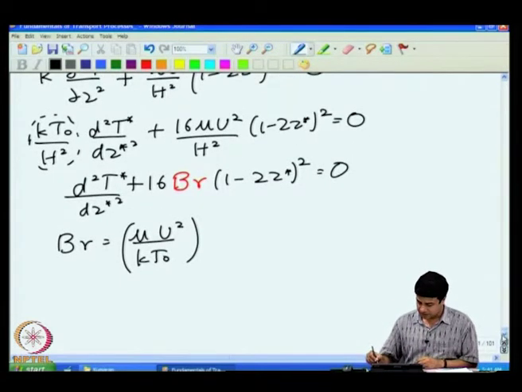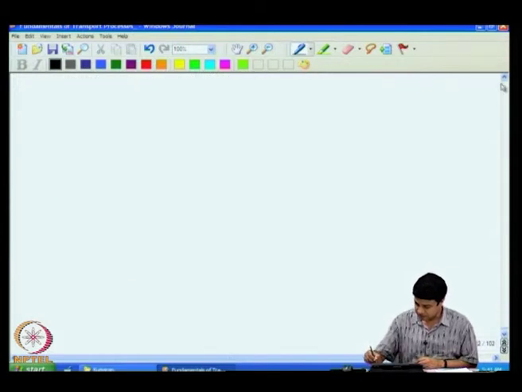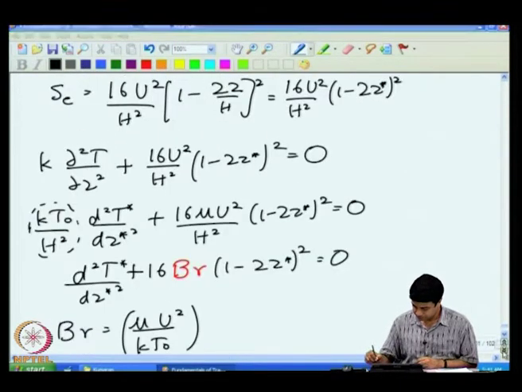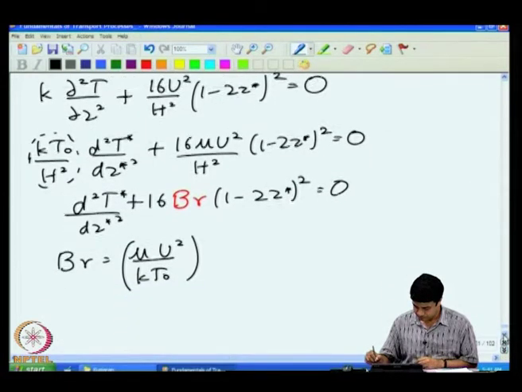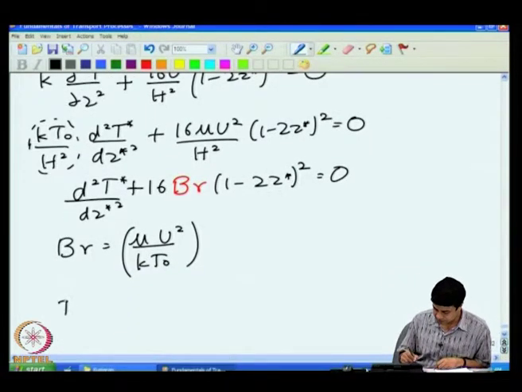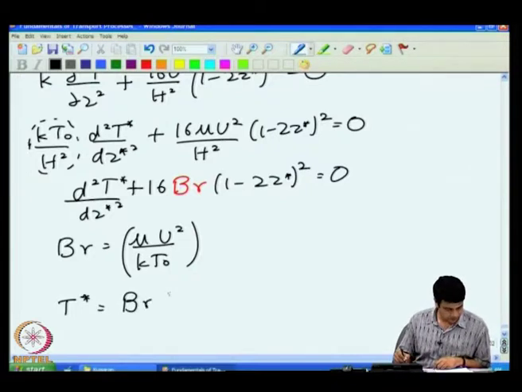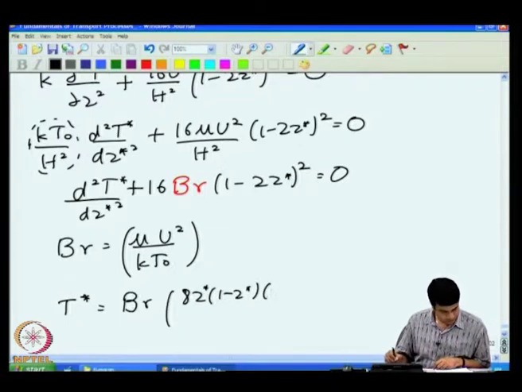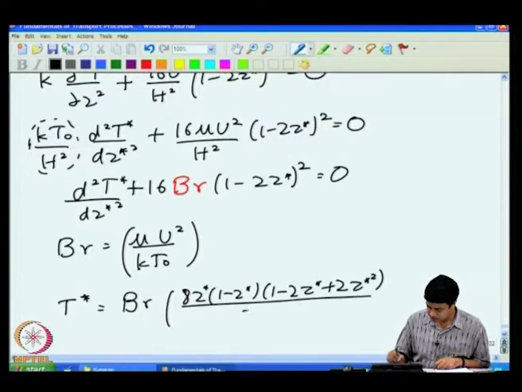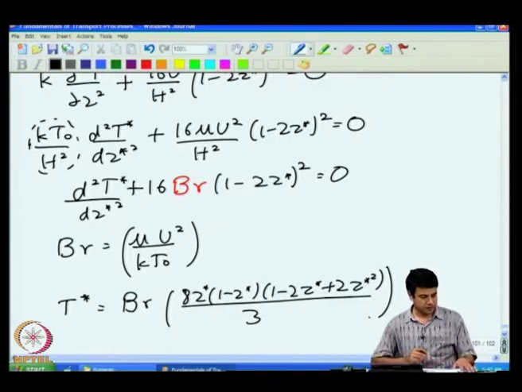This equation can be easily solved to get the temperature profile. The final solution for this equation is T star equal to this Brinkman number into 8 z star (1 minus z star) times (1 minus 2 z star plus 2 z star square by 3). That is the final solution for the temperature increase.